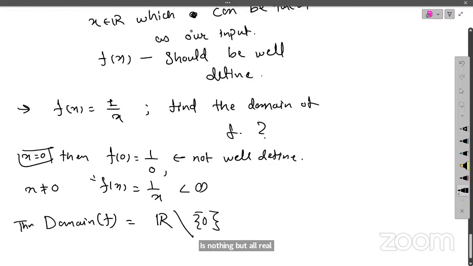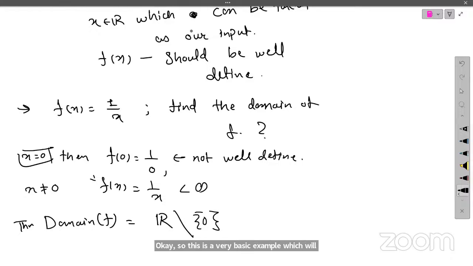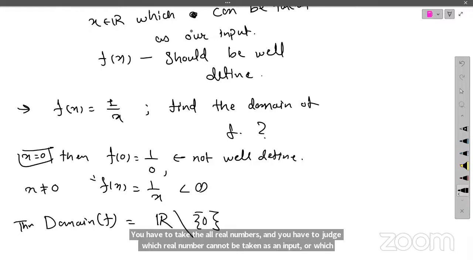Okay, so this is a very basic example which will help us to identify how we can find the domain of a function. If someone asks you to find the domain of a particular function, you have to take all real numbers and judge which real number cannot be taken as an input, or which real number, if you assign it in your function, gives you infinity or something that is not well defined.